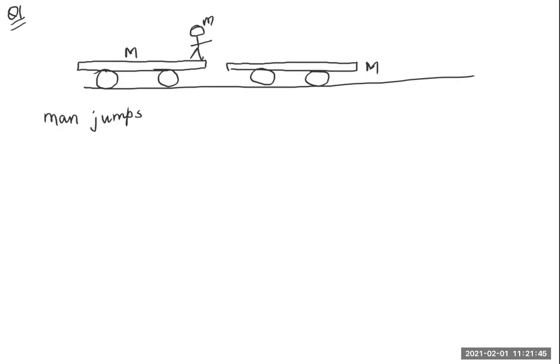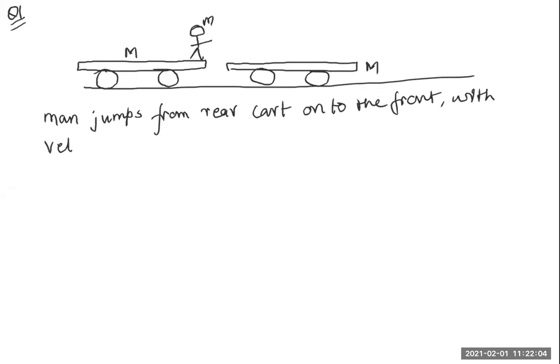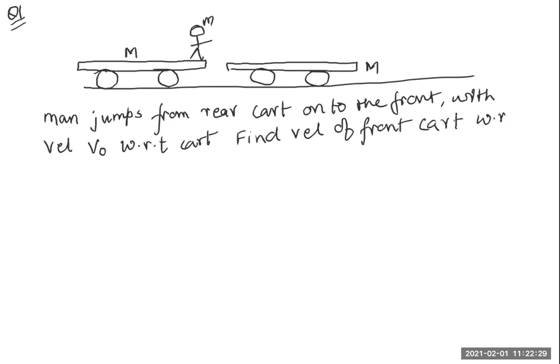चलो देखते हैं. Man jumps from the rear car onto the front, with velocity V naught with respect to the car, and find velocity of front cart after man lands.